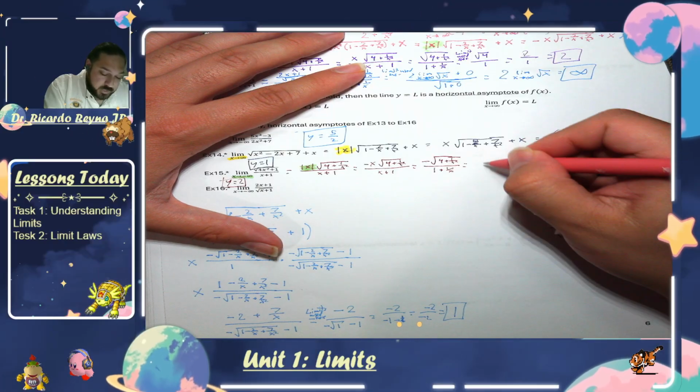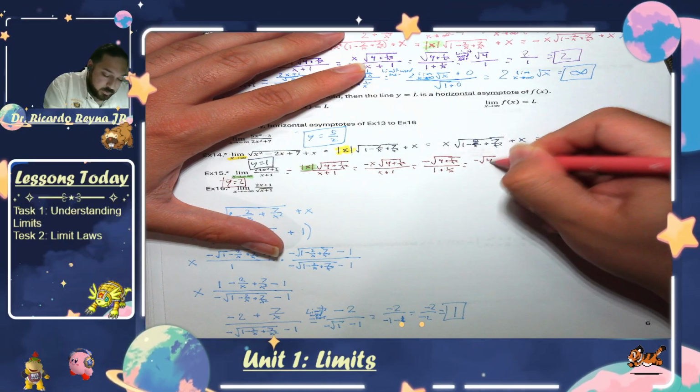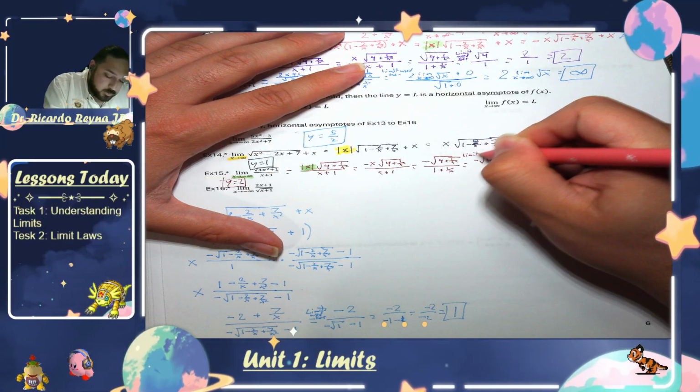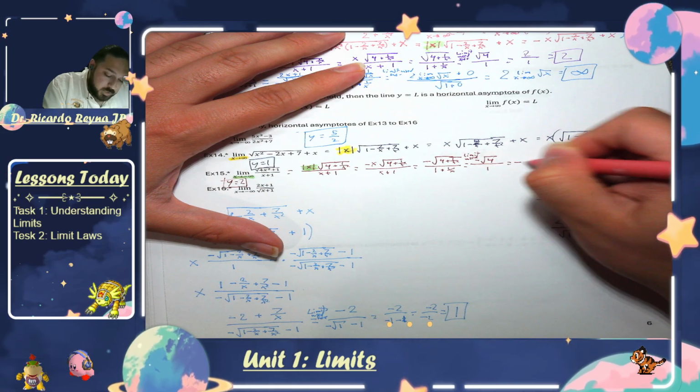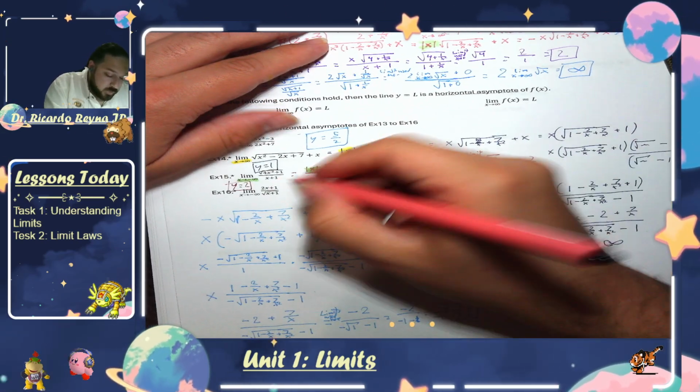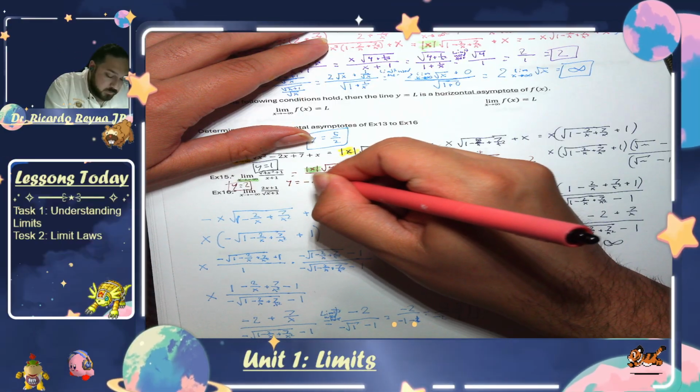Take the limit of both of these guys. We will get negative square root of 4, or let me write limit used here, over 1. And that's going to be negative 2. So we do have a second horizontal asymptote. Y is equal to negative 2.